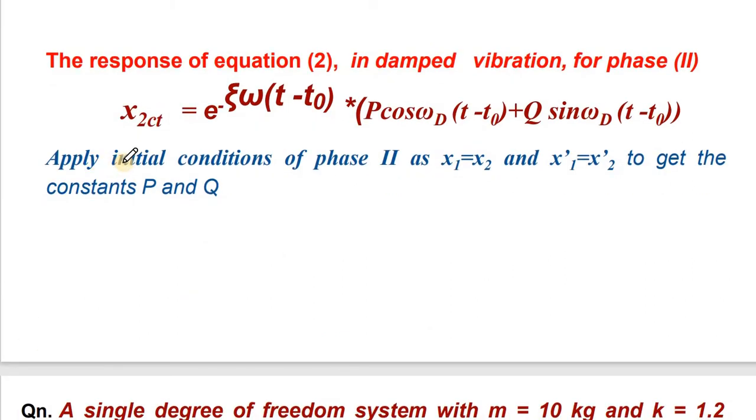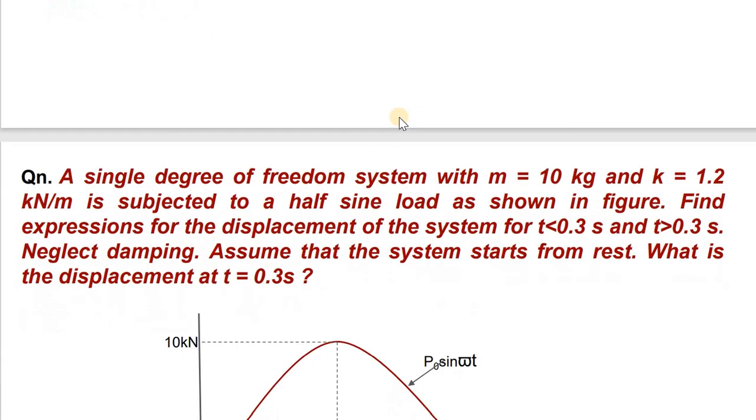Now similarly, by applying the initial conditions, then for the second stage, one more phase is there. That phase also, by applying the boundary conditions, I can find out the initial conditions, x1, p and q. So this I am not explaining too much, because it is just substituting and finding out the values.